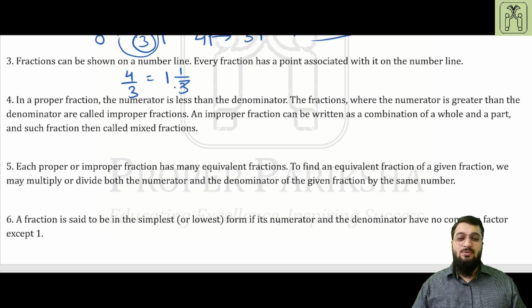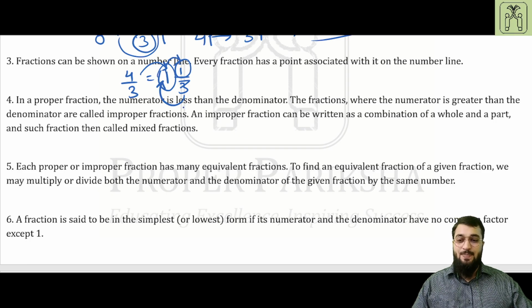Okay, now an improper fraction can be converted into a mixed fraction. How do we do that? You just need to divide the numerator by the denominator, and whatever the quotient is, that will be the whole, and whatever the remainder is, that will be the numerator. From the mixed fraction to the improper fraction, how do we do that? We just multiply the denominator with the whole and add whatever we have to the numerator.